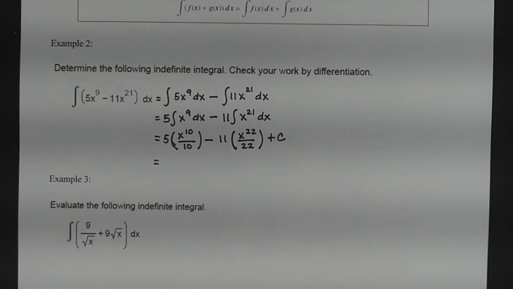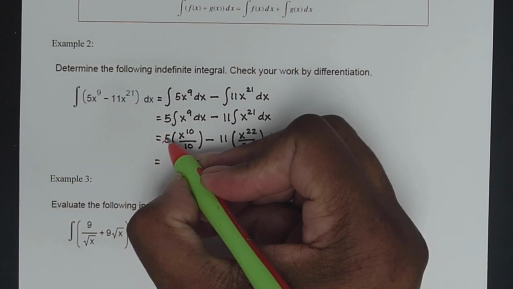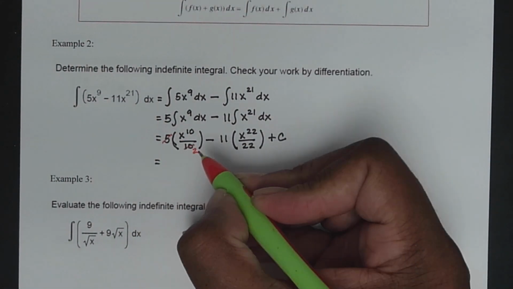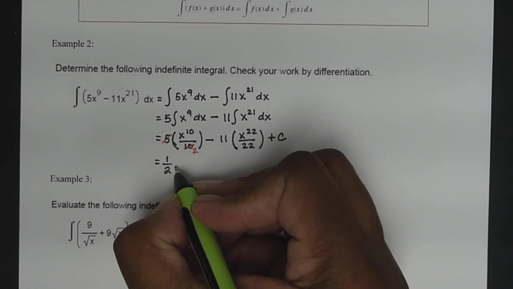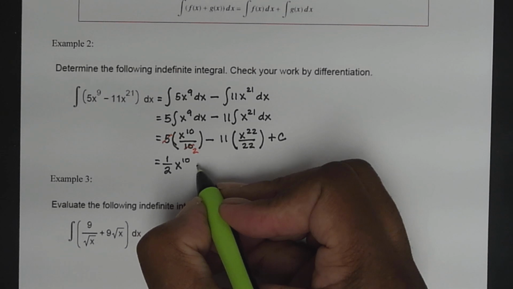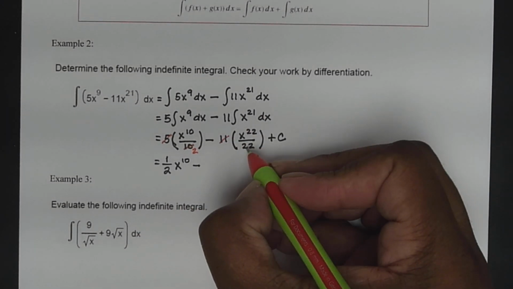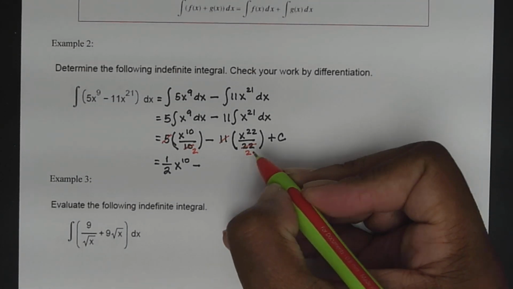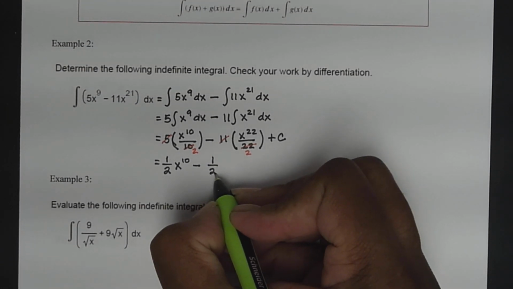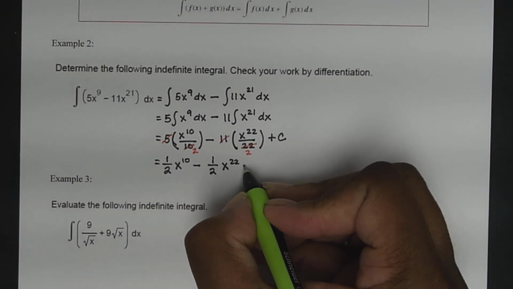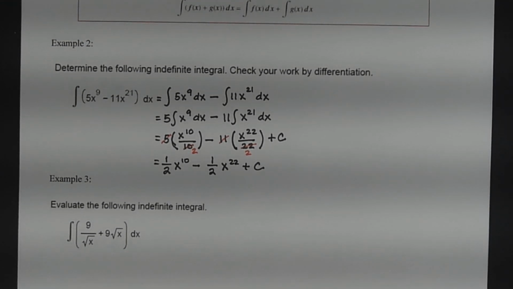And now let's simplify this a bit. If I divide this 5 into this 10 in the denominator, that's going to go 2 times. So 5/10 reduces to 1/2 times x to the 10th minus, divide this 11 into this 22 in the denominator, that's going to go 2 times as well. So 11 over 22 reduces to 1/2. And then x to the 22nd plus c.